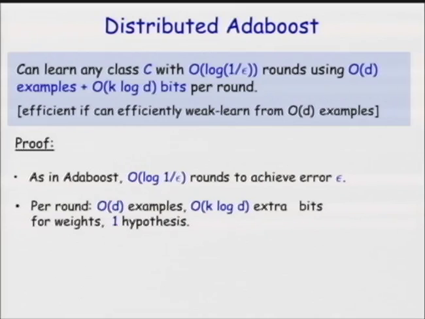Furthermore, in the cases where, for the centralized setting, we have an efficient algorithm for getting a weak learner by only using order d examples, in those cases we also get a computationally efficient procedure.